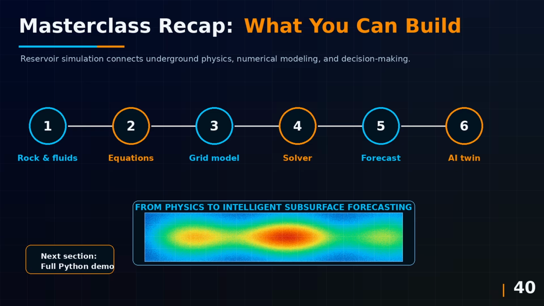The most important message is that reservoir simulation is a system. No single component is enough. A beautiful geological model is not useful without correct physics. A powerful numerical solver is not useful without realistic input data. AI is not useful if it violates physics. Optimization is not useful if uncertainty is ignored.